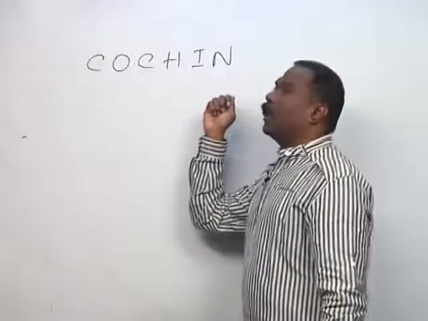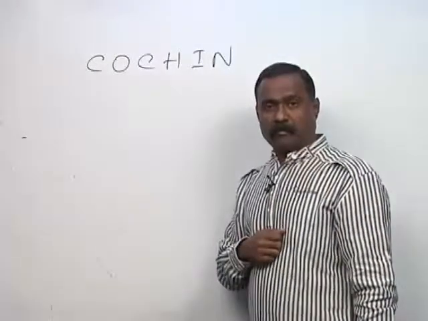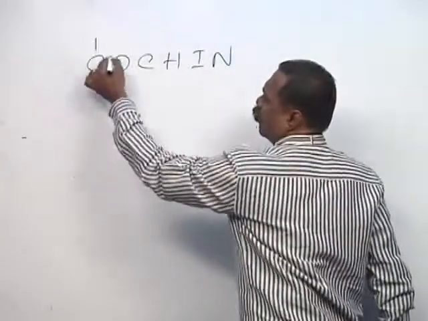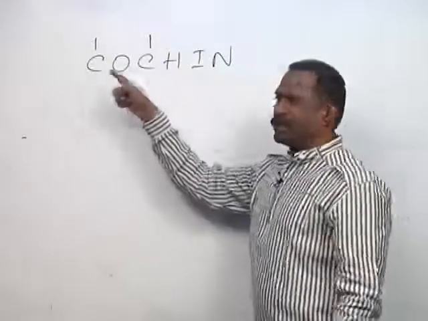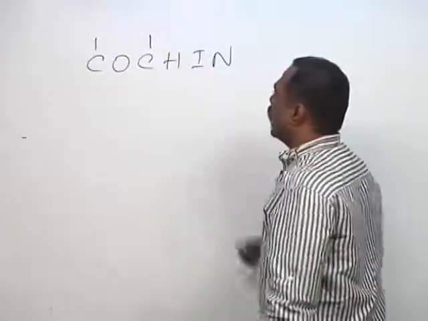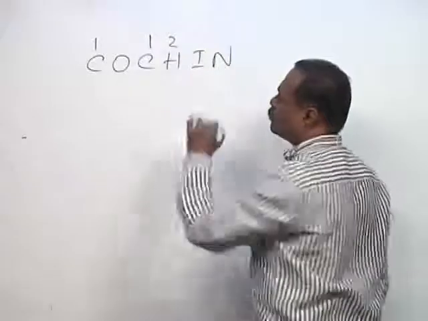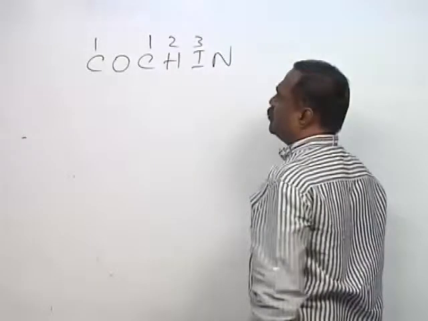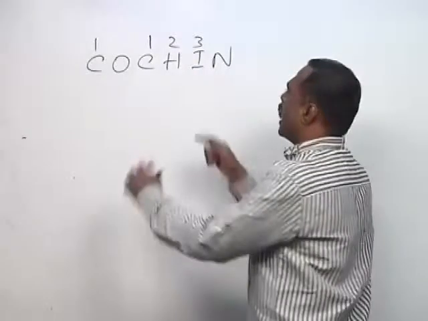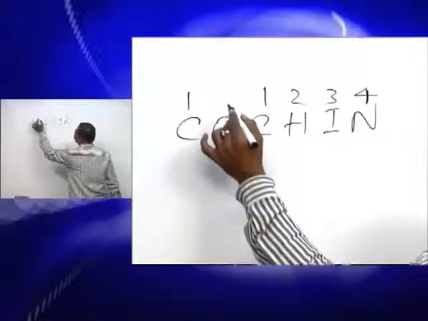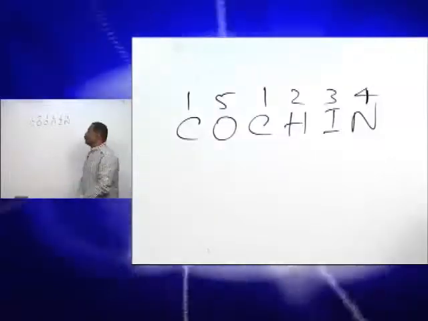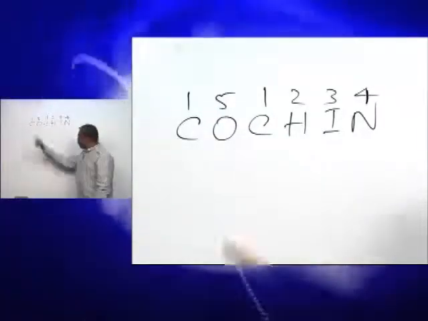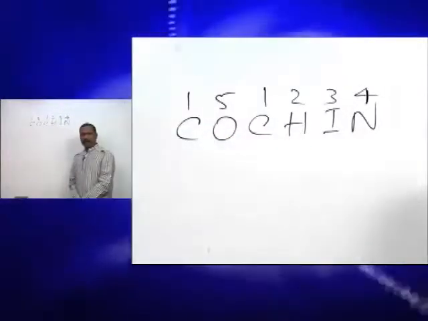First of all, you give the alphabetical numbering. What is alphabetical numbering? For C, 1, 1. Repeated, no? Repeated. Next. After that, H, I, J, K, L, M, N, O. Like this. What we did here, when the repetition takes place, repeat the number.